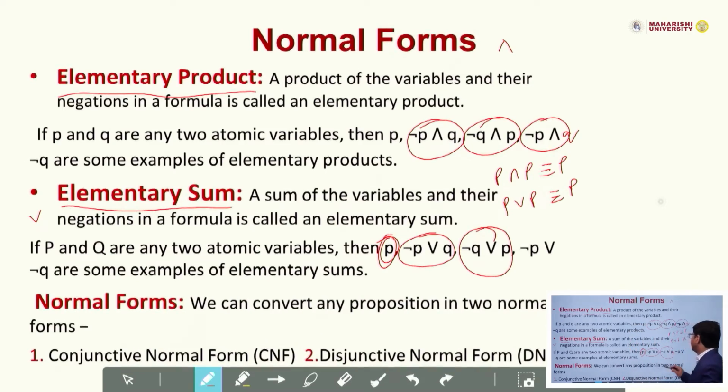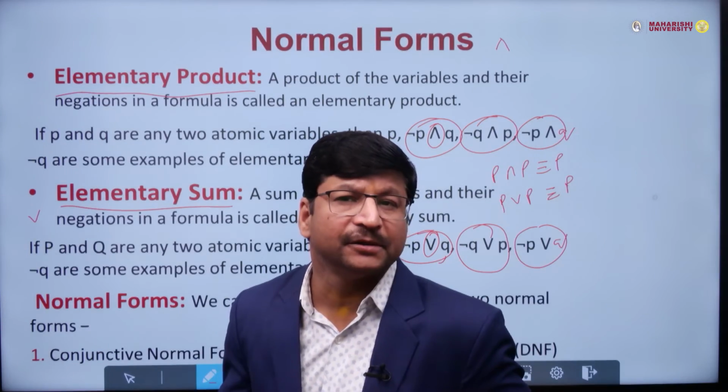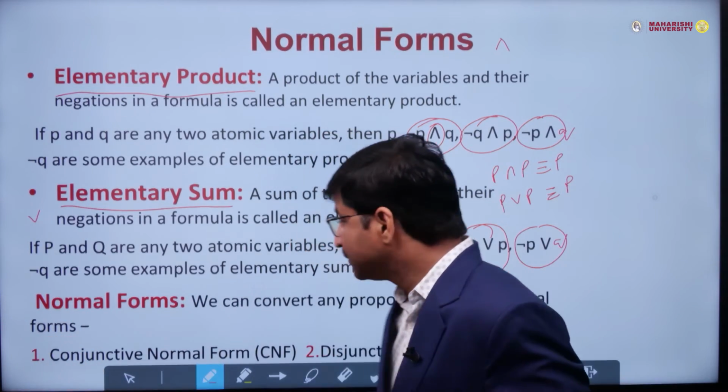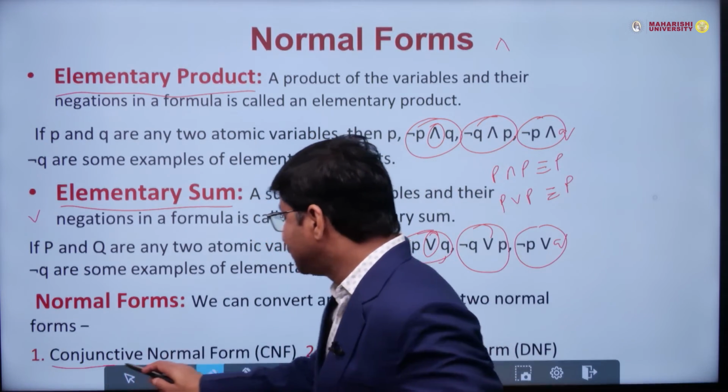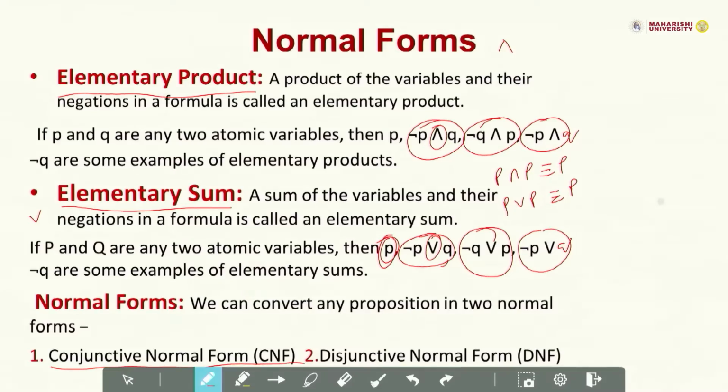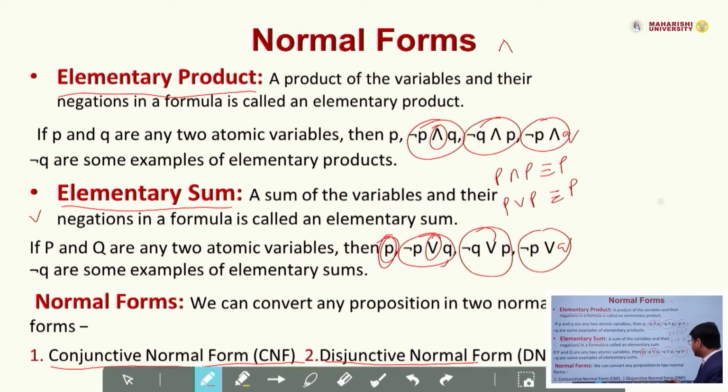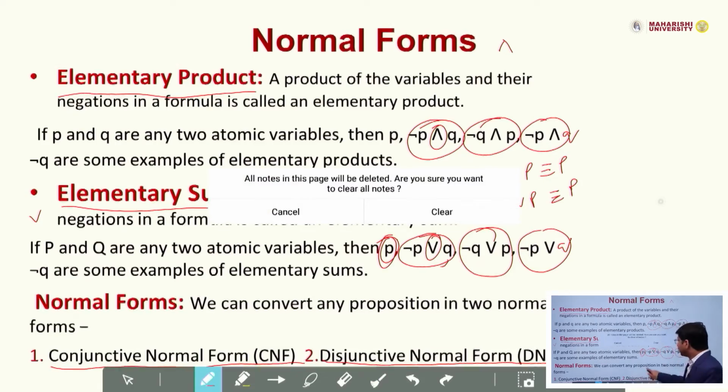Negation of Q or P, negation of P or Q: these are all elementary sums. OR means elementary sum, AND means elementary product. Only these two things you should keep in mind. There are two types of normal form, basic normal forms, and then we will discuss the further enhancement in them. They are conjunctive normal form, which is also known as CNF, and disjunctive normal form, right? Conjunctive normal form and disjunctive normal form.